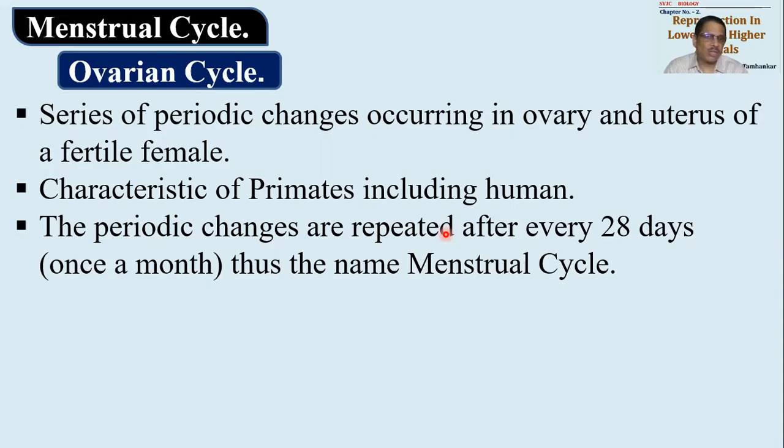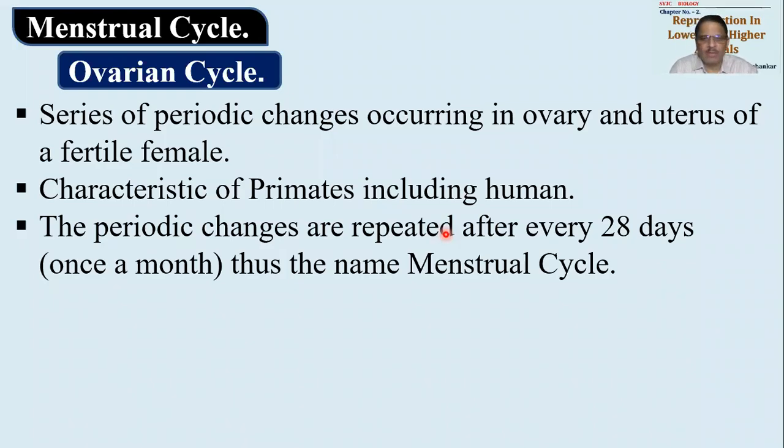What is the difference between estrous cycle and menstrual cycle? In case of estrous cycle, there is no shedding of endometrium. In case of menstrual cycle, there is a shedding of endometrium. I repeat, in case of estrous cycle, there is no shedding of endometrium. In case of menstrual cycle, there is shedding of endometrium. Okay, so remember this very well.